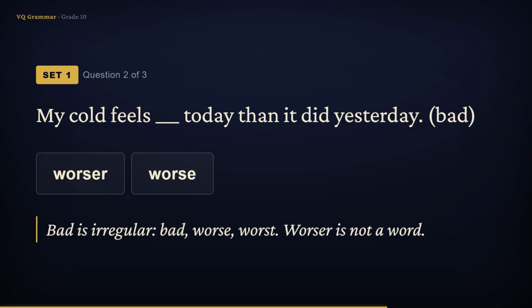My cold feels blank today than it did yesterday, and the modifier is bad. That little word than tells us we are comparing exactly 2 things, so we need the comparative. Worser is not a word at all. The comparative of bad is worse.